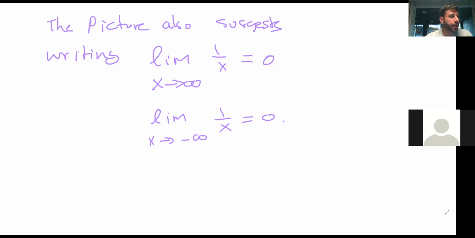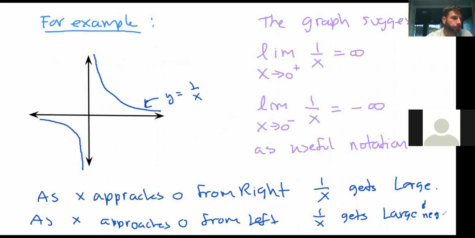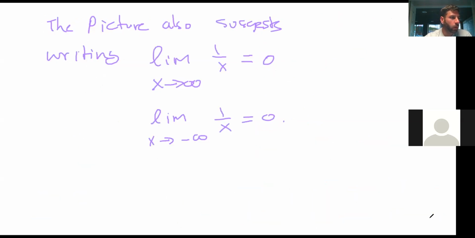So let's go back. We had 2 other examples. Let's look at these guys. So the next one we considered was this limit. The limit as x goes to 0 of the absolute value of x over x.